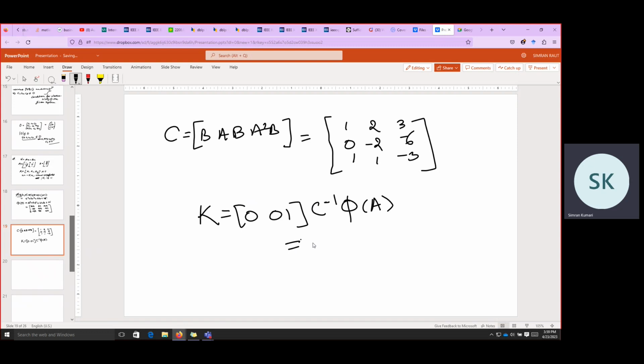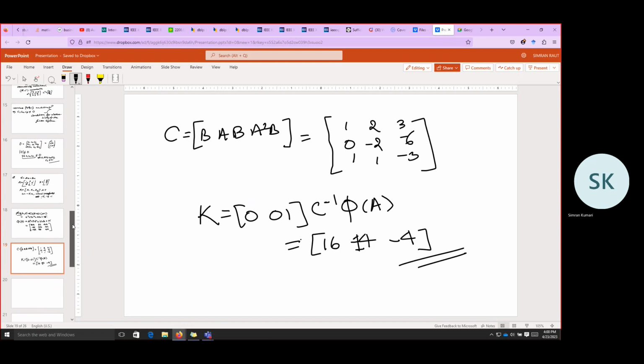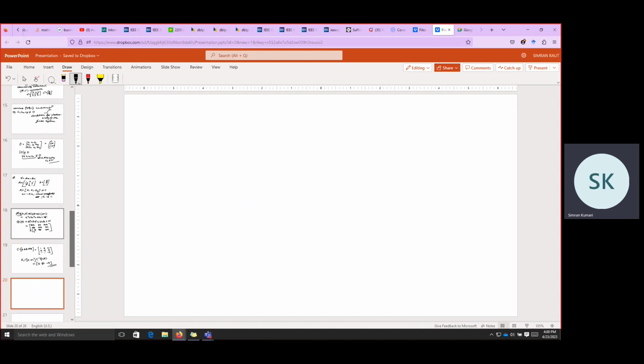Now once we multiply all this, we will get 16, minus 16, and minus 4. For this K, the closed loop system has poles at minus 5, minus 3, minus 1. Okay, this is one way. This is the Ackermann method.